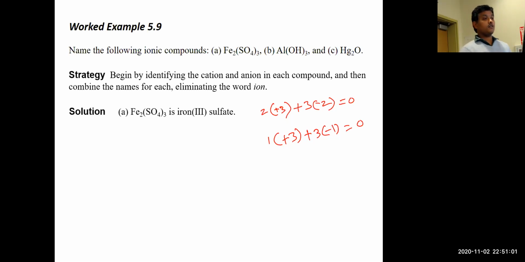So now you need to know the name of this OH. OH is called hydroxide. It's a polyatomic ion. It has a fixed name. So the name is aluminum hydroxide.